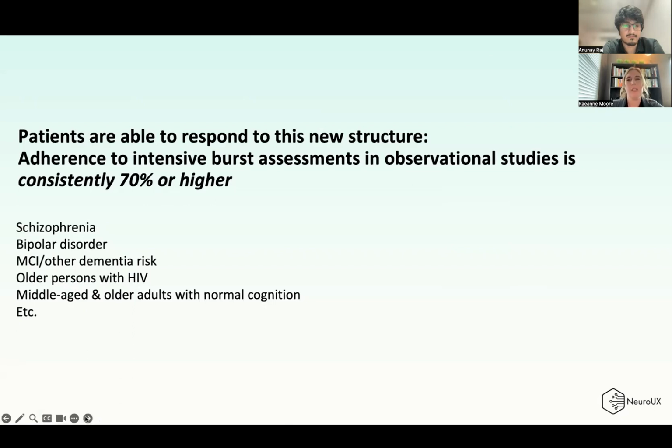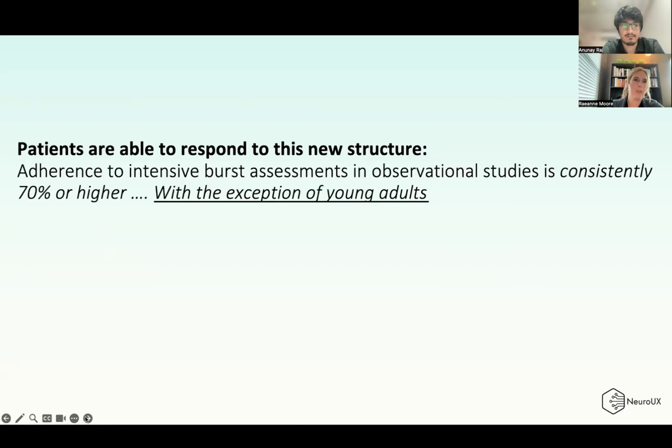And these findings have also been this 70% or higher. This has also been shown in people using some of our NeuroUX studies who are doing clinical trials, but that data is not yet published, so I wasn't able to share that today.